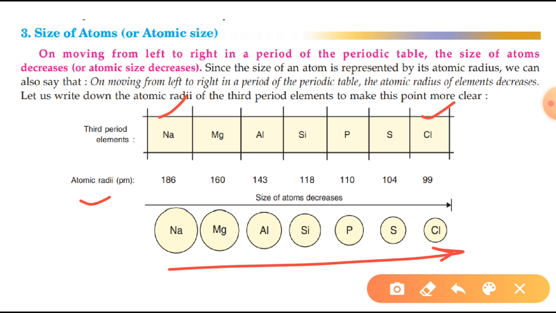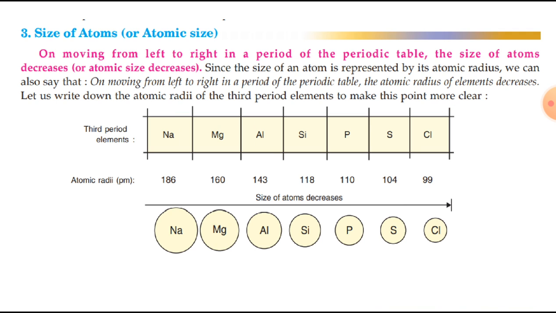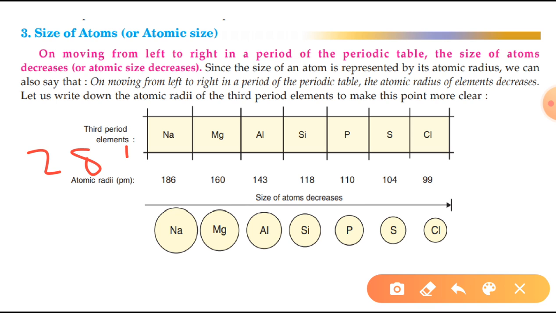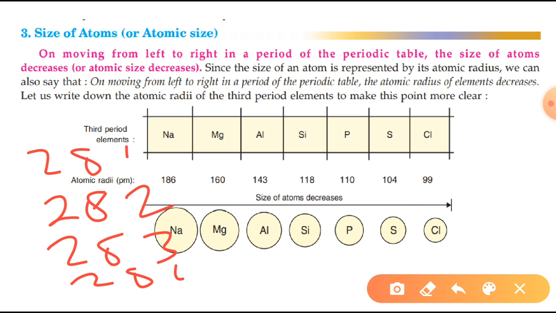Okay. Sodium is having configuration, let me write it here. It's having configuration 2, 8, 1. Magnesium is having 2, 8, 2. Then your aluminium 2, 8, 3. Again silicon 2, 8, 4. What do you see? Look, this is K shell, this is L shell, this is M shell.